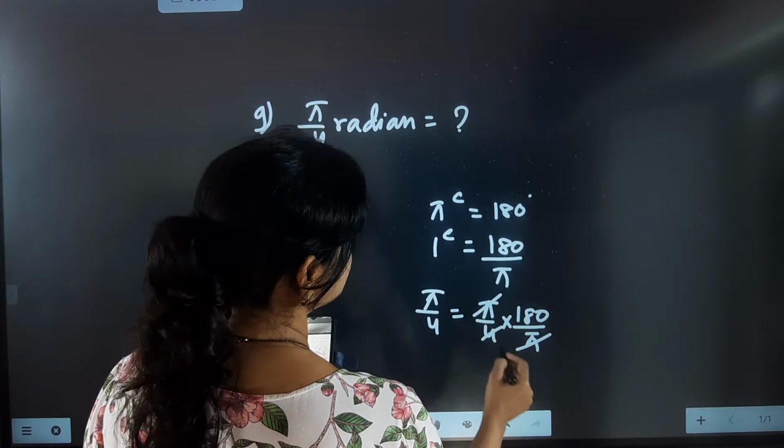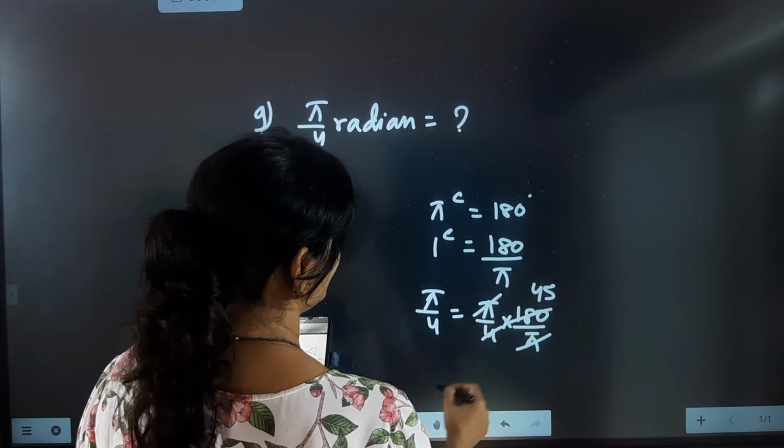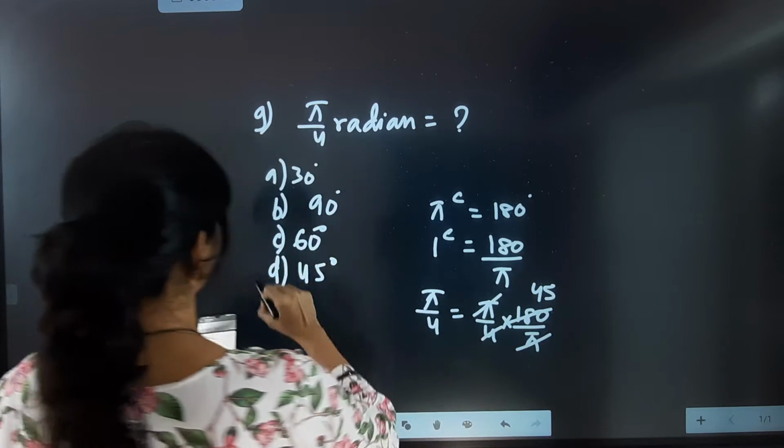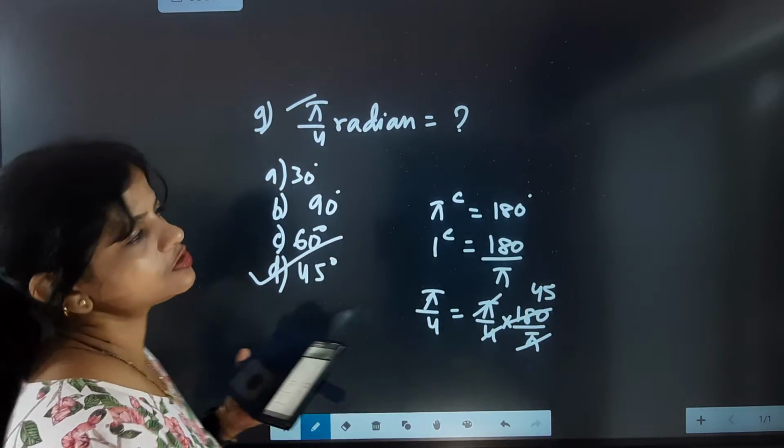So this will get cancelled. So 4 4s are 16, 4 5s are 20, so 45 degrees. So answer will be coming as D. So pi by 4, directly we can solve. Without solving also, directly we can say pi by 4 is 45 degree.